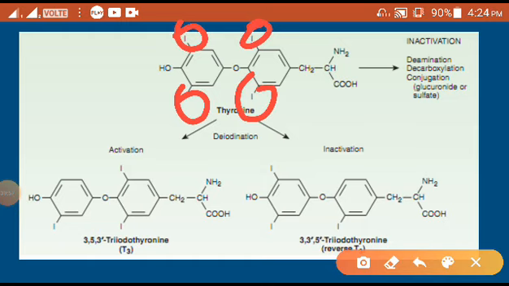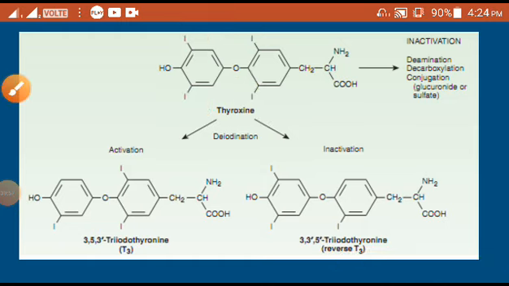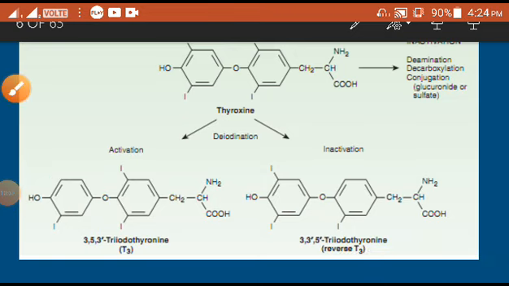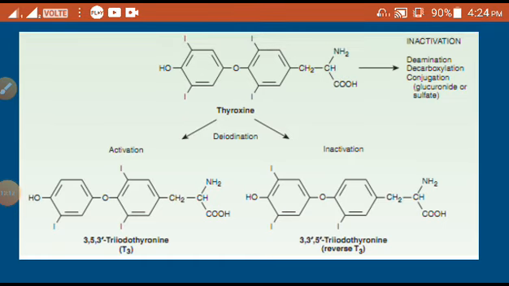You can see below that if you remove one iodine from that, here iodine is removed in this area, so it becomes triiodothyronine, meaning only 3 iodines are there. Another reverse form of T3 is also formed, and inactivation comes by deamination, decarboxylation, or by conjugation with glucuronide or sulfate. This is how thyroxine gets metabolized or inactivated.